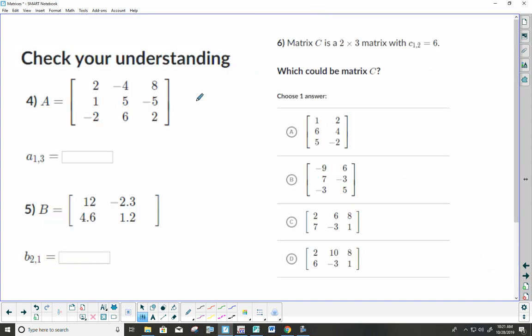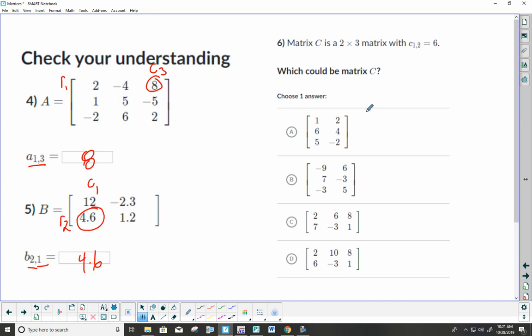Checking this, see if you guys understand it. Find me the element that's in row 1, column 3. Row 1, column 3. So the answer to this would be 8. Find me the element that's in row 2, column 1. Row 2, column 1. So 4.6.